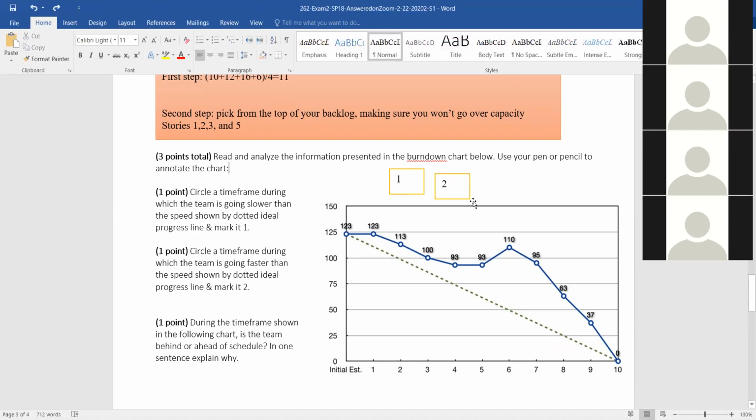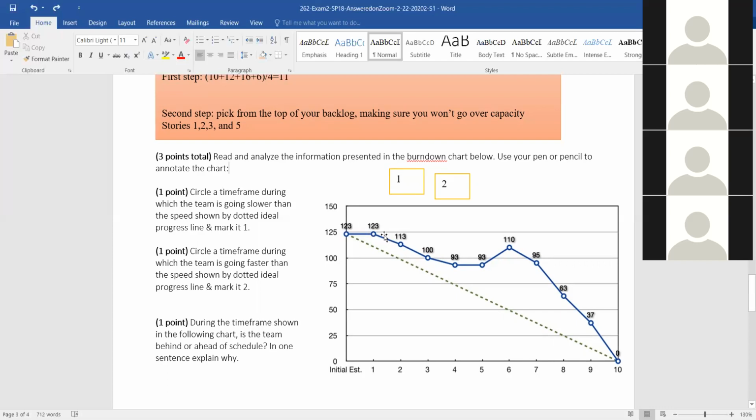But so looking at the chart here, you have the dashed line, which is your ideal time, and then the solid line is the line of actual progress that has been made over the project's lifespan. And so for the one where you're going slower than the ideal would be, between day 1 and day 2, right here, this time frame. Yes, and you can look at it just based on the slope of the line.